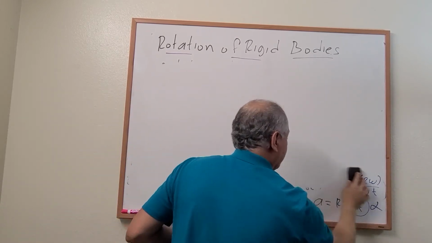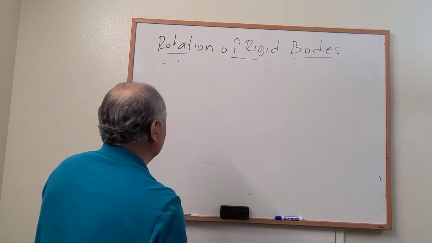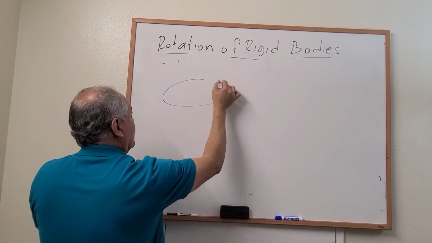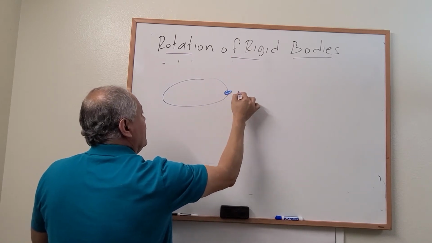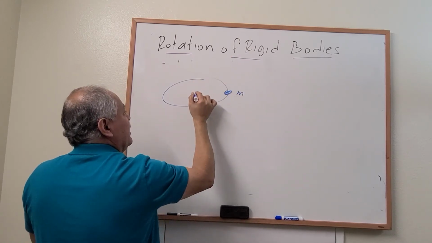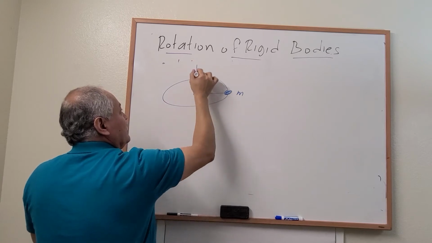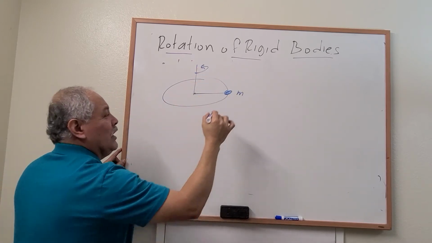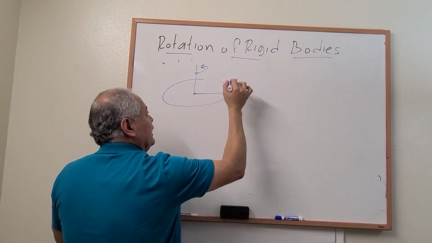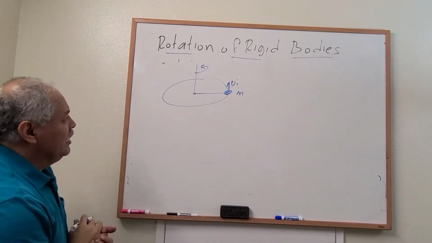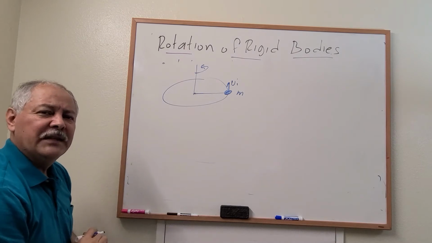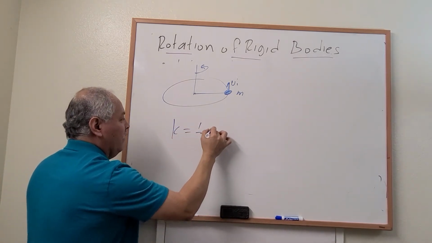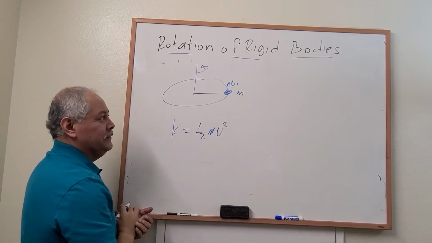Imagine that we have a particle M moving in a circular path. At this position, we have some velocity. For this particle, how do we define the kinetic energy? Well, we know that kinetic energy is equal to 1/2 mv squared.